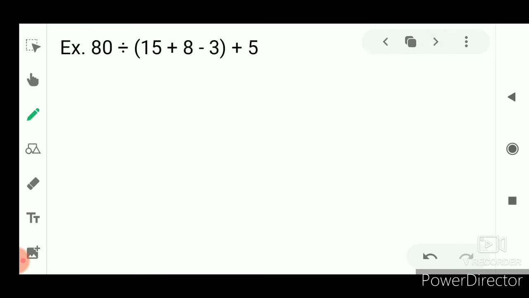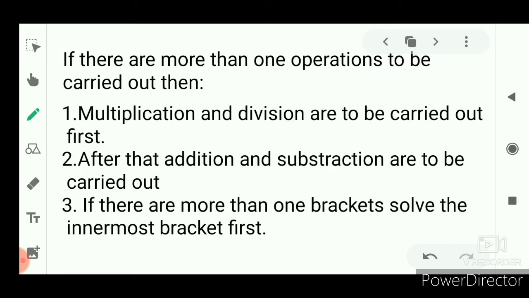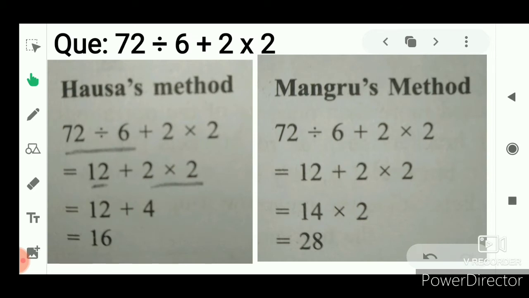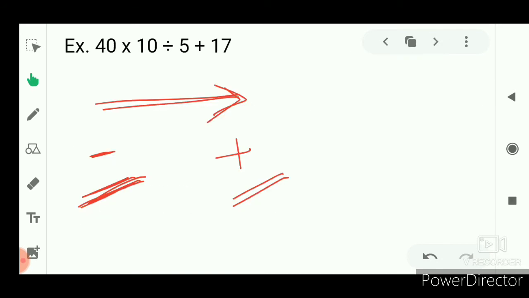Now the third rule is, if there is more than one bracket, solve the innermost bracket first. If in the expression there are brackets, then you have to solve the bracket first, and within the brackets, the bracket which is innermost has to be solved first. Okay, clear? Let's see some examples.